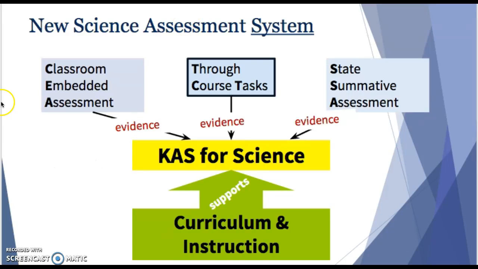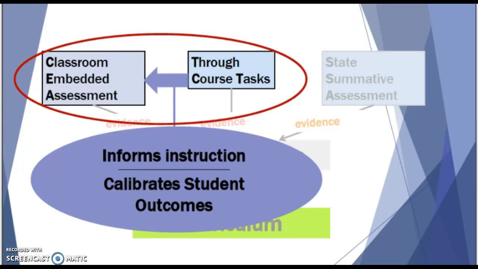So we have a classroom embedded assessment, a through course task, and a state summative assessment. The through course task is something that we're going to spend most of our time on during the learning workshop, and I'll give you some more examples and opportunities to think through some of these things. But basically, the first 2 levels, classroom embedded assessment and the through course task, are really to inform us about kids' understanding and to inform our instruction.